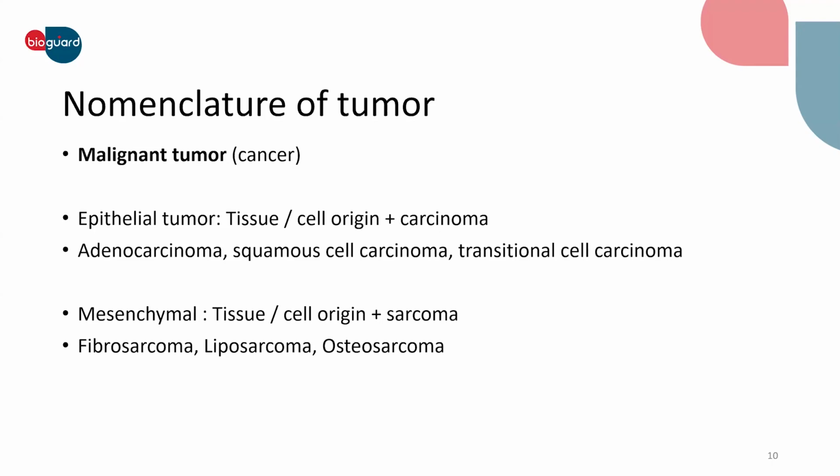For mesenchymal tumors, the suffix changes to sarcoma. This signals a malignant tumor arising from connective or structural tissues. Examples include fibrosarcoma from fibrous connective tissue, liposarcoma, which is from fat, and osteosarcoma, which is from bone-forming cells. These naming patterns help pathologists and clinicians quickly understand both the cell type and aggressive nature of the tumor, including its ability to invade, destroy, and metastasize.